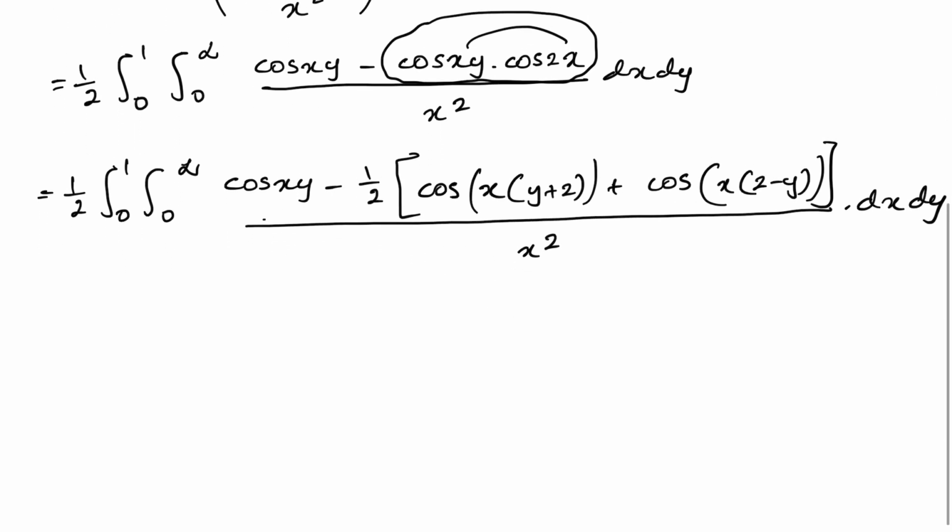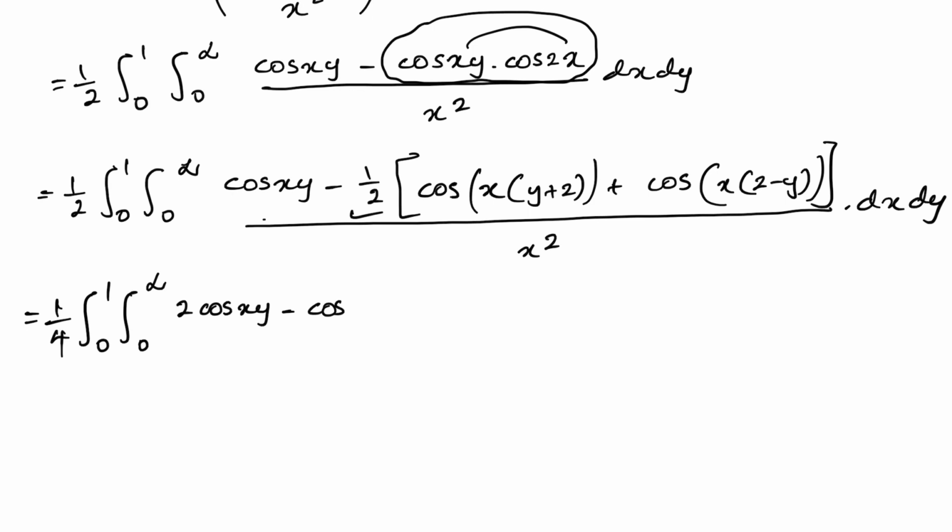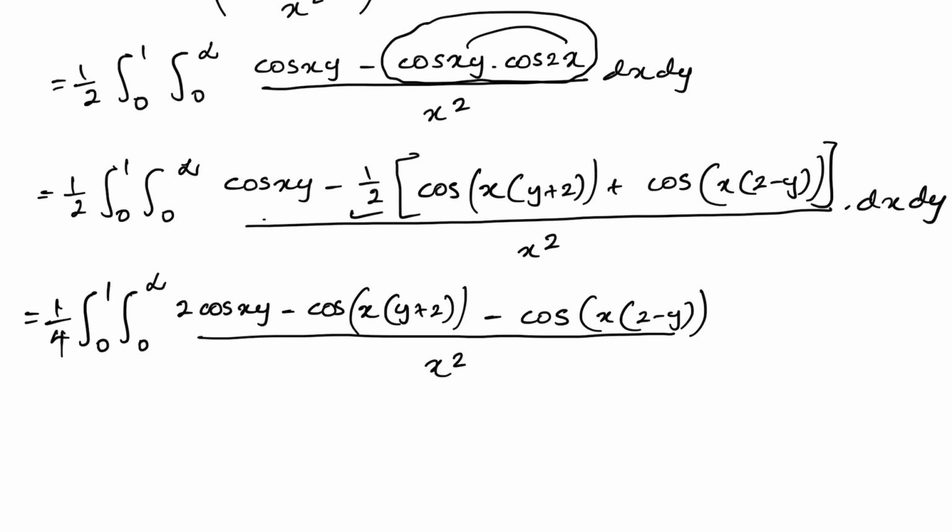Okay, then these two we can simplify. So here 1/4 integral from 0 to 1, integral from 0 to infinity. Now if we take the common denominator, we have 2 times cosine of xy minus cosine of x times (y plus 2), then again minus cosine of x times (2 minus y), then over x squared dx dy.